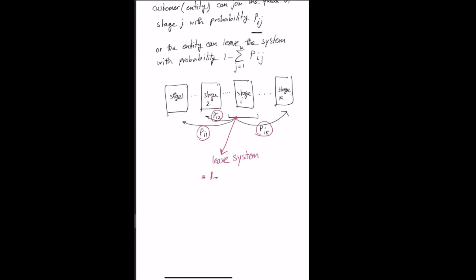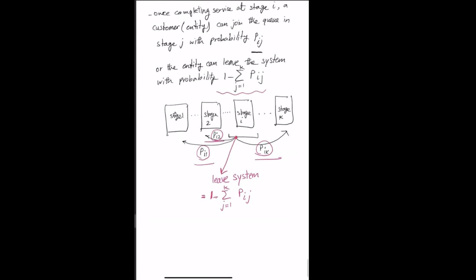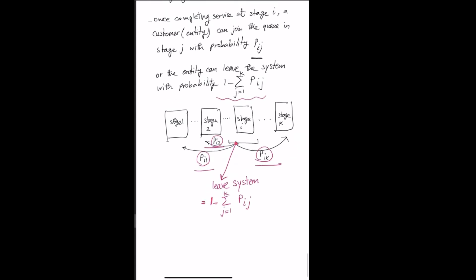And everything else is just the sum of these probabilities, which I put as Pij, where j goes from 1 to K. So that's basically where I got this number here: when an entity is done at any stage I, then the entity can go to any of the other stages in the system, or the entity can leave the system with this probability. And these are the probabilities of going to other stages in the system.